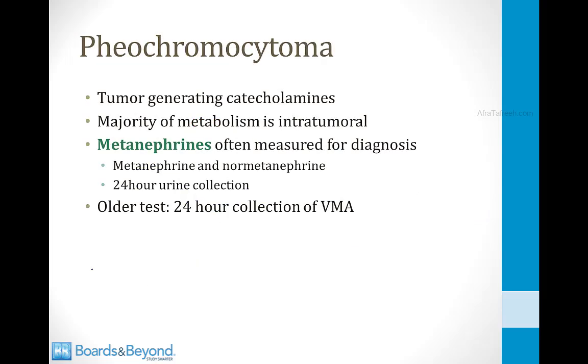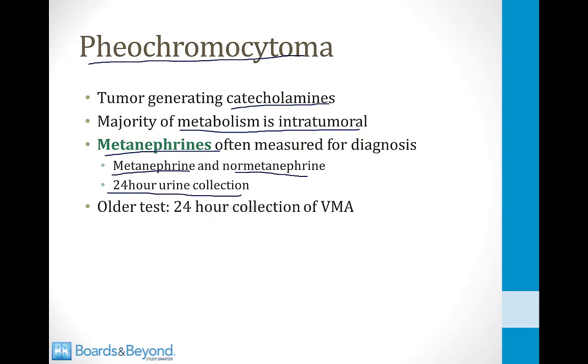There's an important clinical correlation of these pathways, and that involves pheochromocytoma. Pheochromocytomas are tumors that generate catecholamines, and the majority of the metabolism of the catecholamines occurs inside the tumor. Therefore, lots of metabolites of catecholamines will be secreted into the plasma, and metanephrines are often measured for diagnosis. Usually you measure metanephrine and normetanephrine levels via a 24-hour urine collection. There was an older test that's not done that much anymore because it's less sensitive, and that was a 24-hour collection of VMA. And after the last two slides, you can now understand why measuring metanephrine levels or VMA levels in the urine will help you diagnose high levels of catecholamine turnover, as you would see in pheochromocytoma.